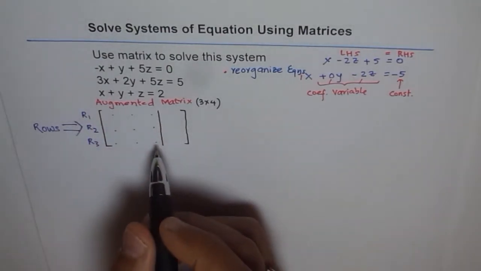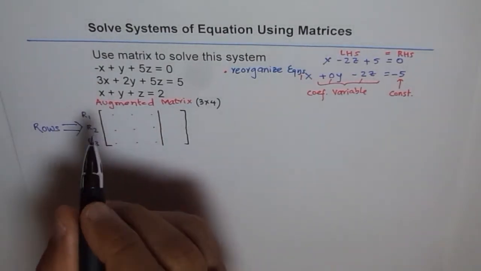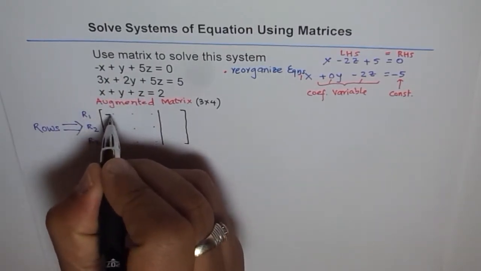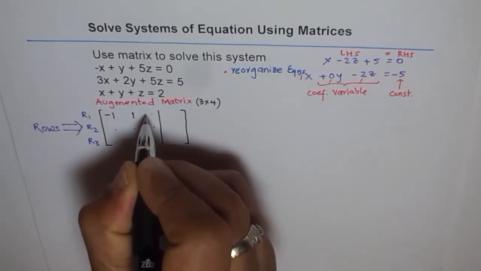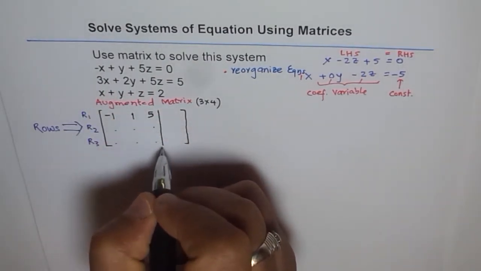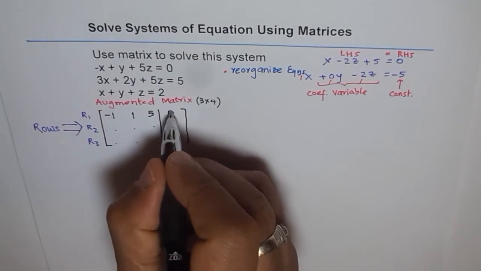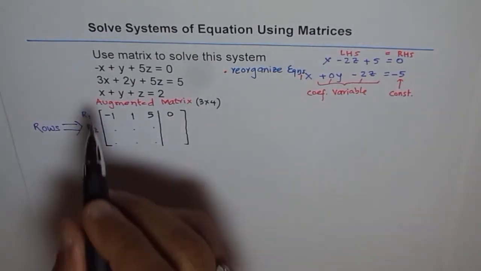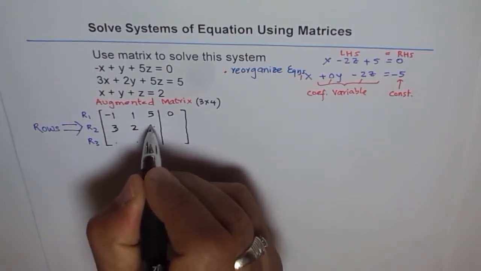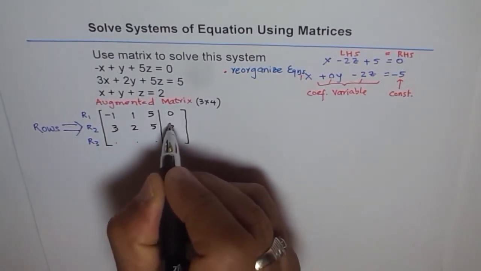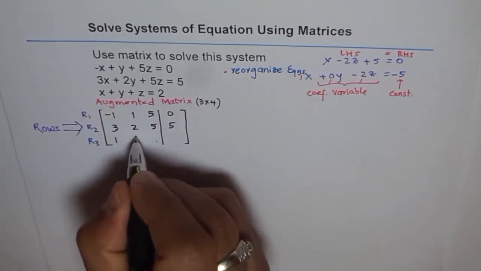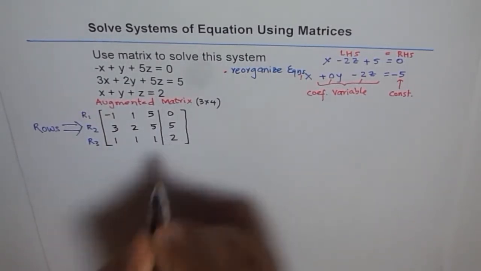Now while solving these equations, fine. So we'll do this. So coefficients are minus 1, 1 and 5. So I'll write minus 1, 1 and 5. This is my first equation. Equal to is this line kind of, and then we have 0 on the right side. And then we have 3, 2, 5, 5. So I'll write 3, 2, 5, 5. And the last row is 1, 1, 1, 2. So we have 1, 1, 1 and 2.